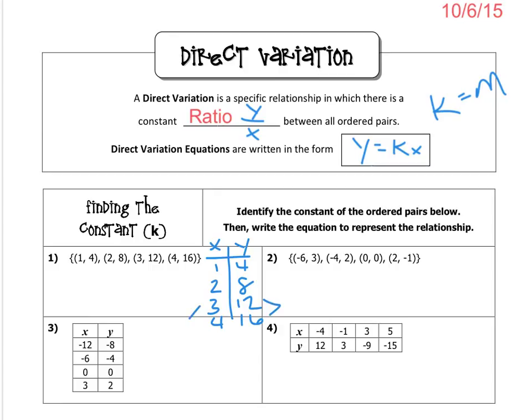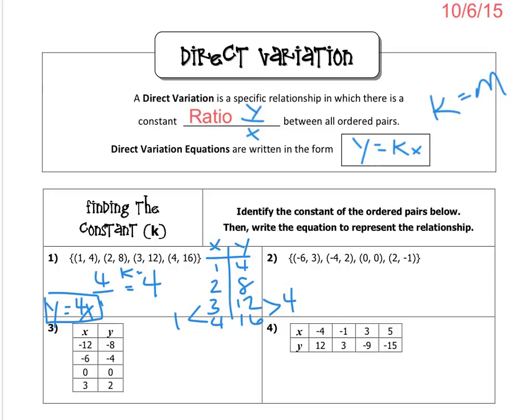Find the difference of your y. 16 minus 12 is 4. 4 minus 3 is 1. And y over x is going to give us 4 over 1, which just equals 4. So therefore, we would take this as our k. k equals 4. And when I rewrite it, I would write y equals 4x. And that would be the answer you were looking for in this problem.